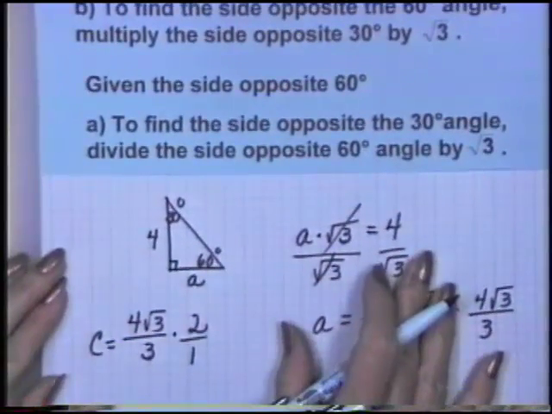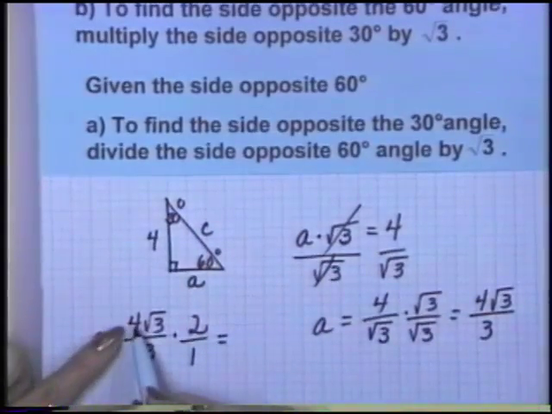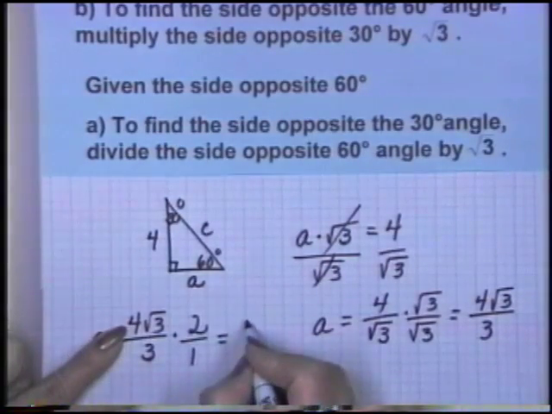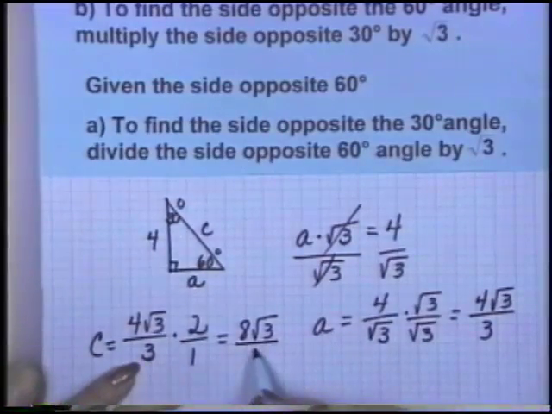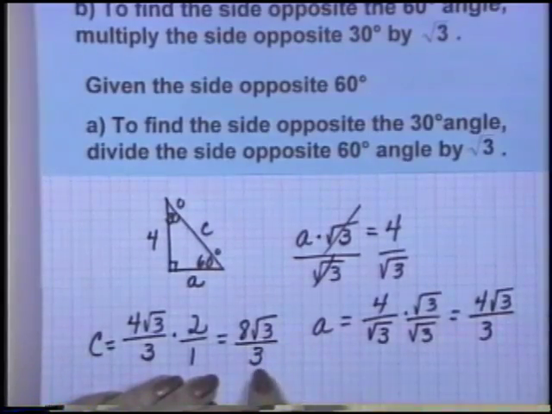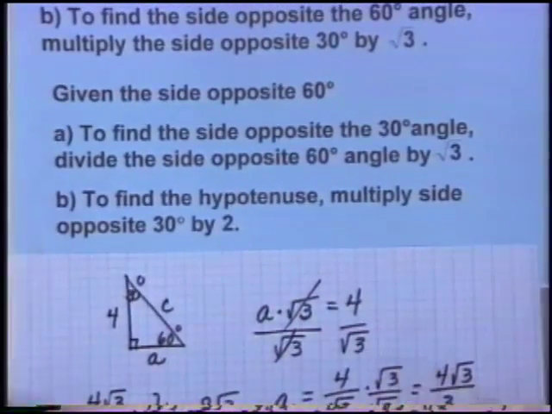That will give me my hypotenuse, which I will label as C. And so when I multiply 4 times the square root of 3 times 2, I say 4 times 2 is 8, times the square root of 3 over 3 times 1 is 3. So my hypotenuse in this case would be 8 times the square root of 3 over 3. And there's the rule. To find the hypotenuse, multiply the side opposite 30 degrees by 2.